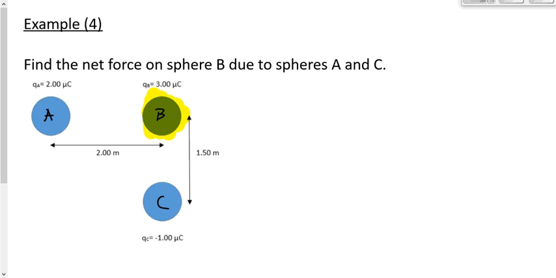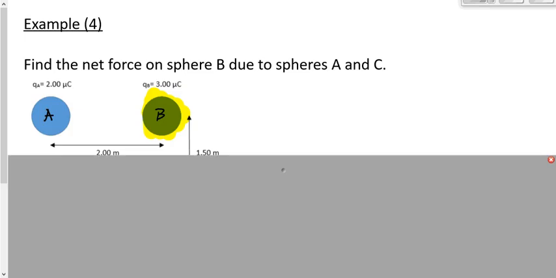You want to find the net force, the total force on B. You need to draw a free body diagram, but only for object B. There's forces on A, there's forces on C. I don't care what they are unless you're asked to find the net force on A or C. If you're asked to find the net force on B, all we care about is the forces acting on B. Let's pretend C isn't there for a second.